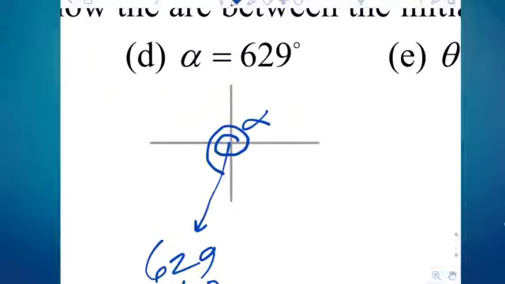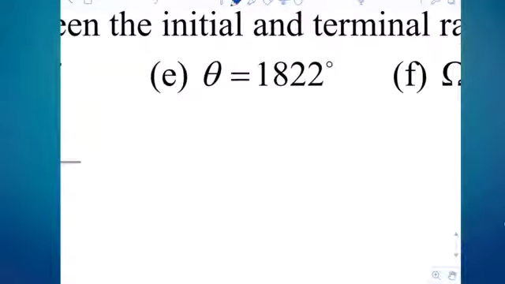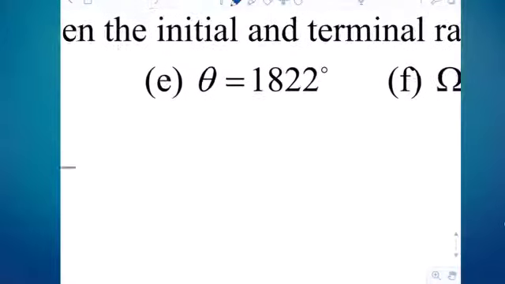I'm more interested in where it lands within one positive rotation. Can you get it in the right quadrant? But yeah, for what it's worth, we can go around once and draw a spiral. We'll continue that here on part E, I guess. But not when we get to F.